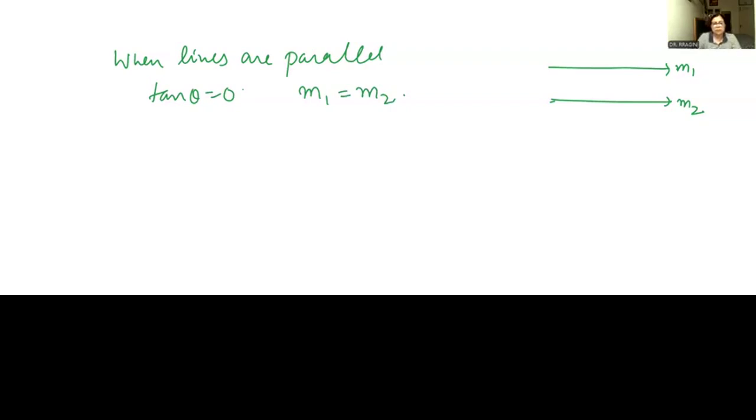The next case is when two lines are perpendicular. When lines are perpendicular, that means the angle between them is 90 degrees, right?